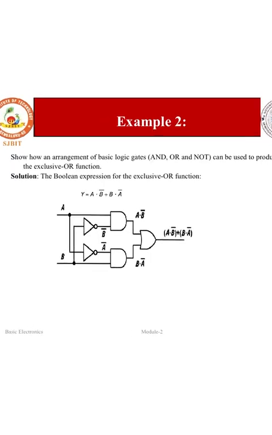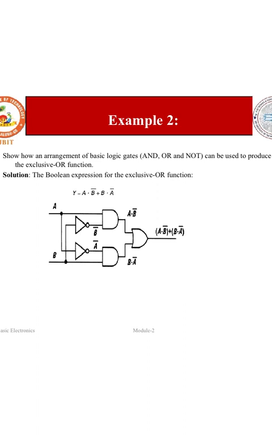We are taking one more example, and you can see it here. It shows how an arrangement of basic logic gates AND, OR and NOT can be used to realize the exclusive OR function. So they have given an expression as y is equal to a into b bar plus b into a bar. So by this we will realize it by using AND, OR, and NOT. In the exam they will specifically ask you.